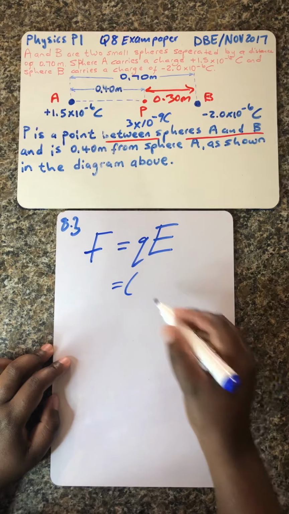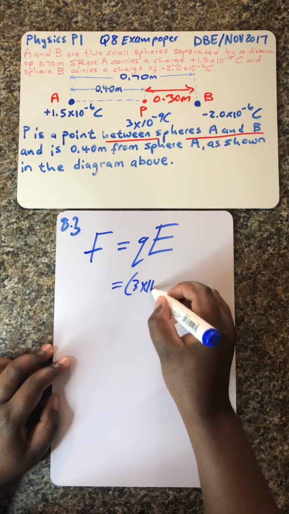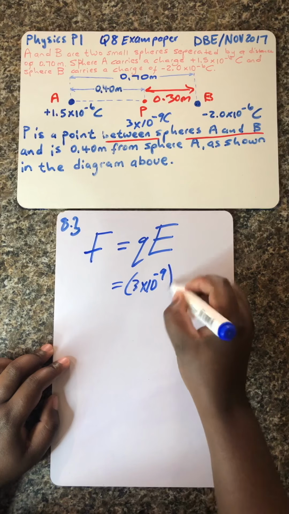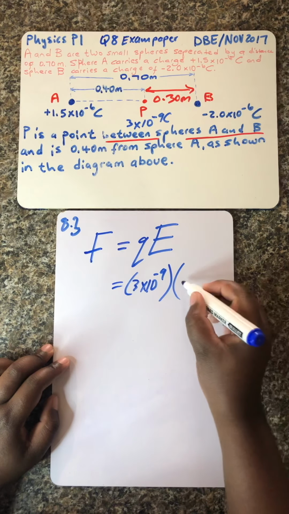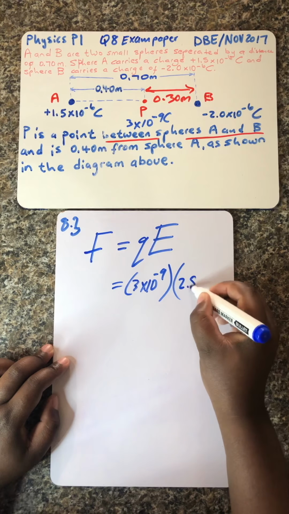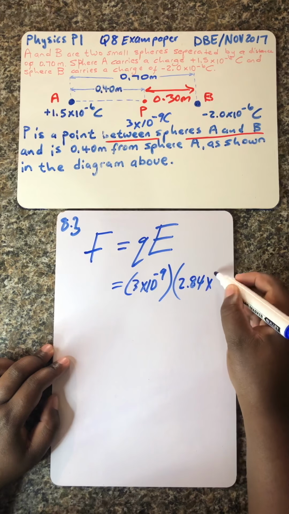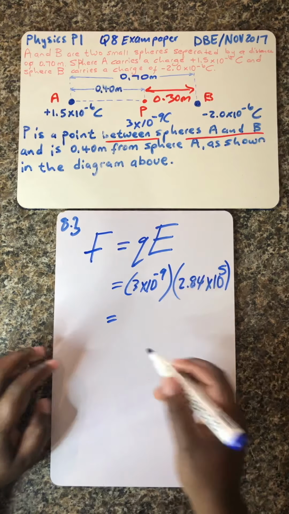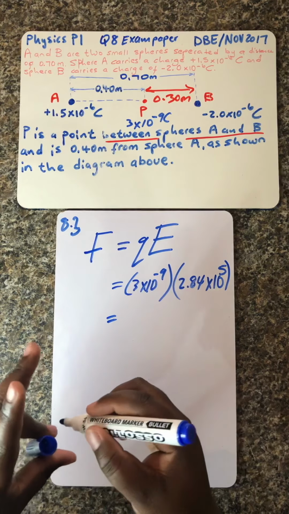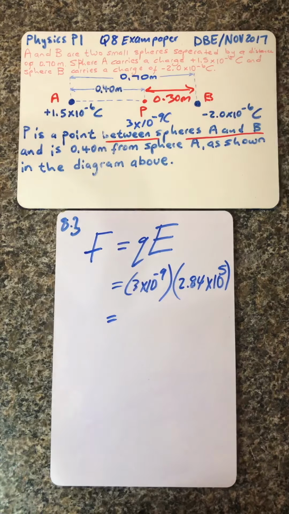A charge of this magnitude, 3 by 10 to the exponent negative 9. You obviously calculated this from the previous question. The answer, I think it was 2.84. I remember I counted up to 5. Okay, so guys, you just easily punch this on a calculator.